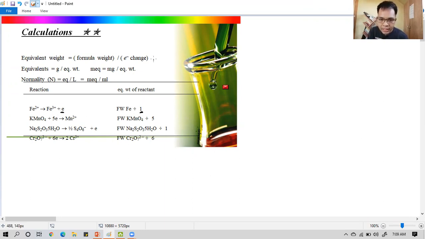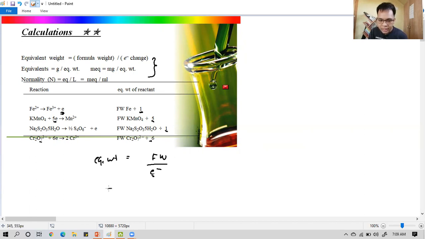So, paano ba yan? Ito yung formula natin ang pagka-connect natin. So, first and foremost, the equivalent weight. Ang kanyan is yung formula weight, which is given naman sa periodic table, and the number of electron change na kung saan makikita dun sa ating reactions. For the iron, 1 electron, so 1 yung divisor. For the potassium permanganate, so 5. And then sodium thiosulfate pentahydrate, ayan, so 1. And then for the dichromate ion is 6. Ang point ko dito is the divisor is the number of electrons.